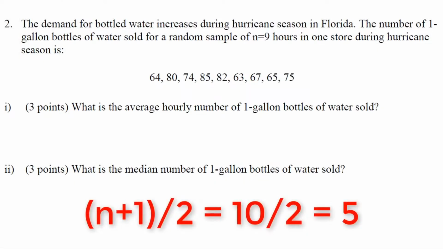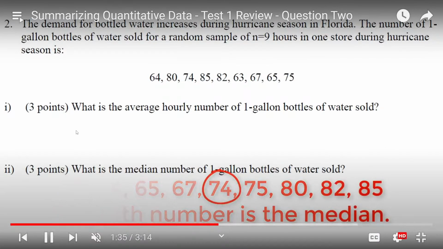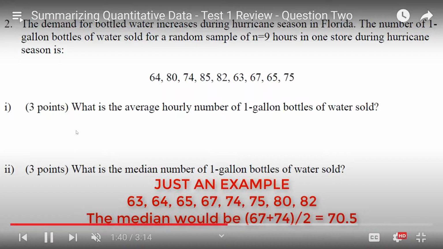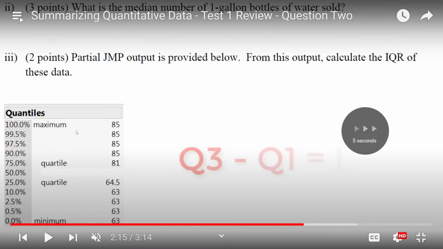And that's how to find the median position. I don't always show that because it does confuse people sometimes. That's just the position of the median. Next, let's see what the next question is. The next question is, use the jump output below to calculate the IQR.